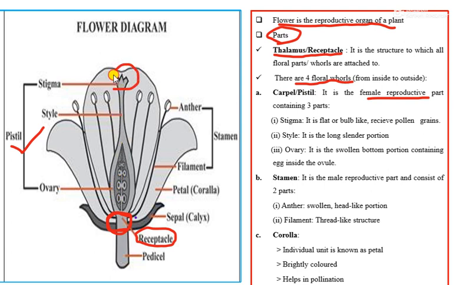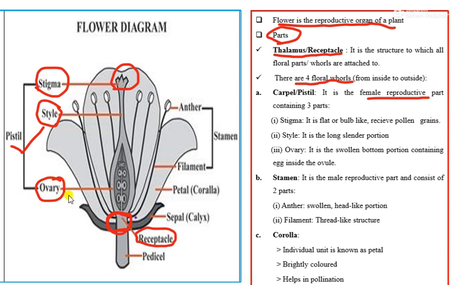Yes, one at the topmost, a flat or bulb like portion. This part is known as the stigma. What is the function of stigma? It will receive pollen grains. Now below the stigma we find a long slender portion. This portion is known as the style. At the bottom of this structure we find a swollen portion. This portion is known as the ovary.